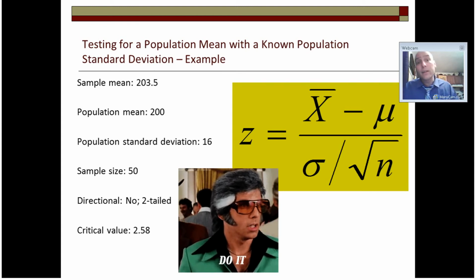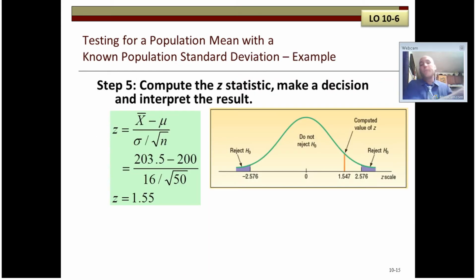Now you can calculate, using this formula, a test statistic. Anyway, moving on. We calculate a test statistic using that formula of Z equals 1.55. X bar is 203.5, mu is 200, sigma 16. Square root of n is about 7. N is 50. Gives us a Z equals 1.55.